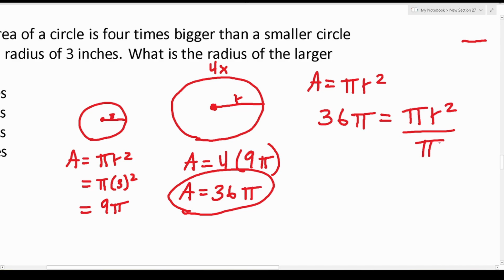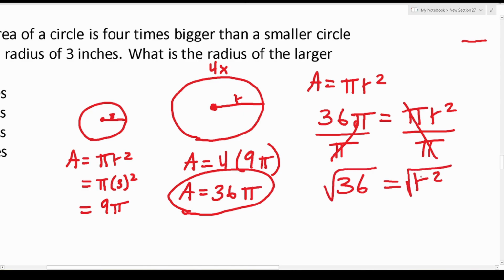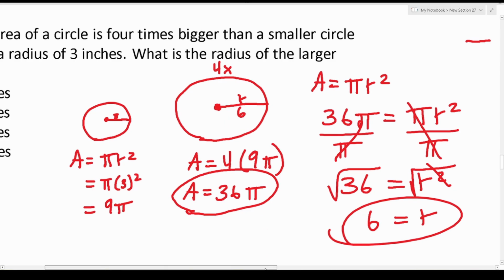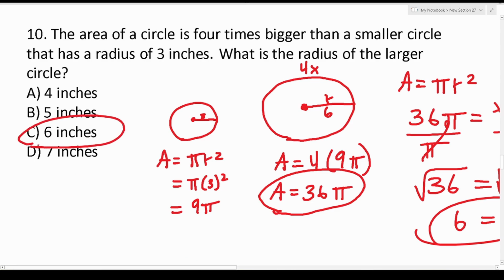So the very first thing I'm going to do is divide both sides by pi. This crosses out, leaving you with r squared over here. This crosses out over here, leaving you with just 36. Again, to find the radius, or just r, not r squared, we're going to take the square root of both sides. This crosses out this square over here, just leaving you with r. Square root of 36 is 6. So this radius right here is 6. So the answer to this one is 6 inches.